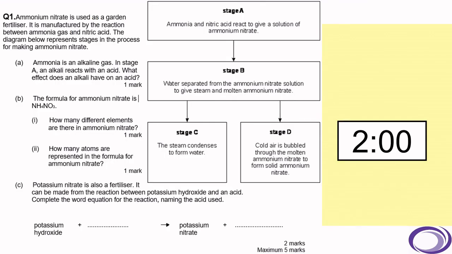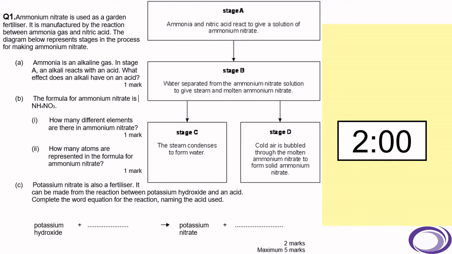Just one last set of questions for you to have a go at. Again, I'll put a timer on the screen, but that is just a guideline. If you need longer, feel free to pause the video and I'll just read through it with you before you start. So ammonium nitrate is used as a garden fertiliser.